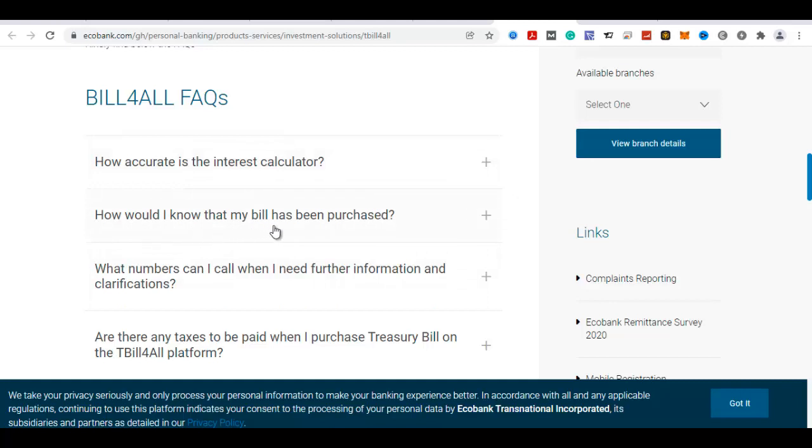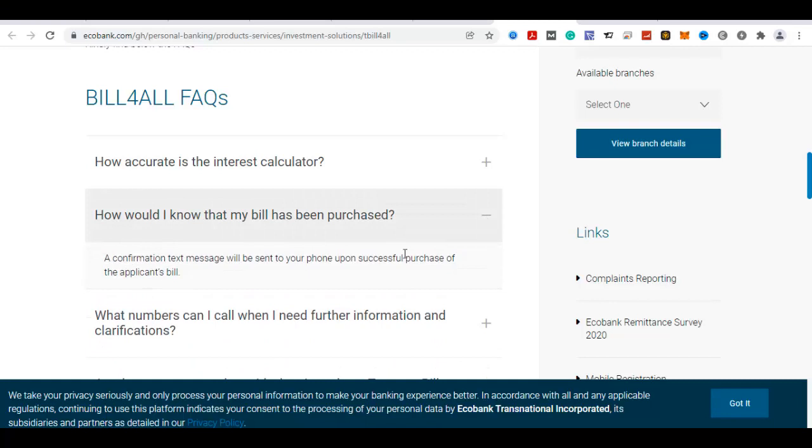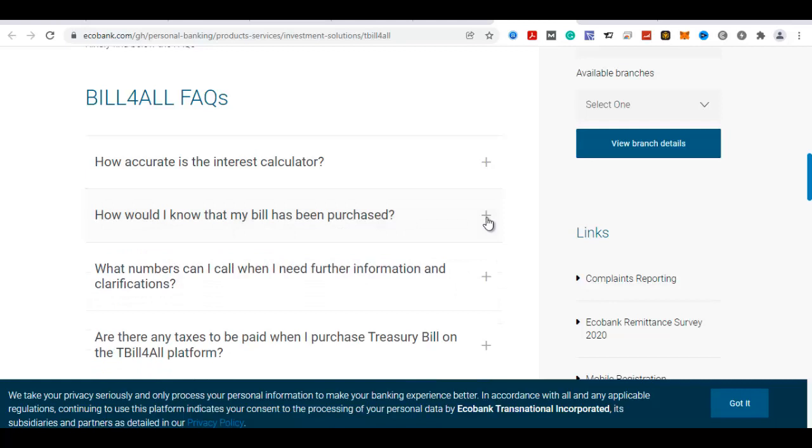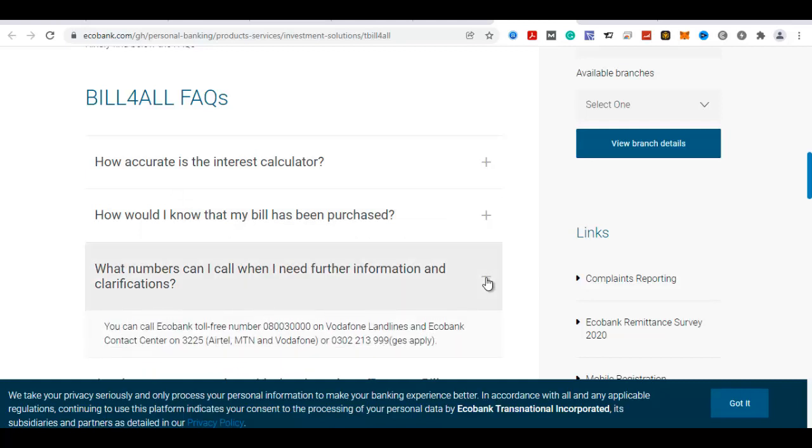How will I know that my bill has been purchased? So once you do it on your phone, how do I know it has been purchased? A confirmation text message will be sent to your phone upon successful purchase of the bill. So once you do the transaction on your mobile phone, in your mobile money wallet on the *770 hash platform, you will receive a text message to that effect that you have successfully purchased a certain amount of treasury bill.